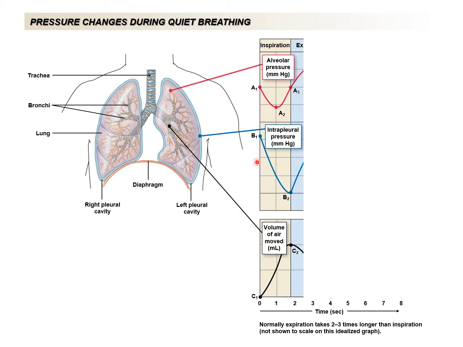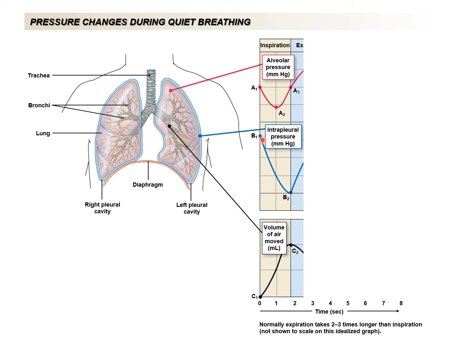All three of these graphs, kind of like our Wiggers diagram, kind of like other figures we've seen, are all on the same time axis here. Now I want you to notice something. This is really, really cool. For instance, with alveolar pressure, I want you to notice that this is all one graph. These are not two separate graphs. This is actually one graph.